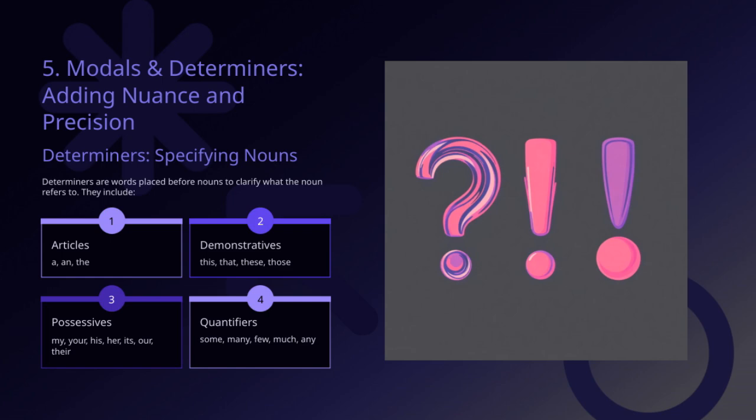Then there are demonstratives like this, that, these, and those. These words point to specific things or people. For example, this chair refers to something nearby, while those shoes refers to something farther away.